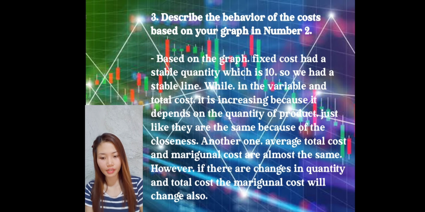Then, question number 3, describe the behavior of the cost based on your graph in number 2. Based on the graph, fixed cost had a stable quantity which is 10, so we had a stable line. While variable and total cost are increasing because they depend on the quantity of product, and they look the same because of their closeness. Another one, average total cost and marginal cost are almost the same. However, if there are changes in quantity and total cost, the marginal cost will change also. Let's proceed to question number 4.